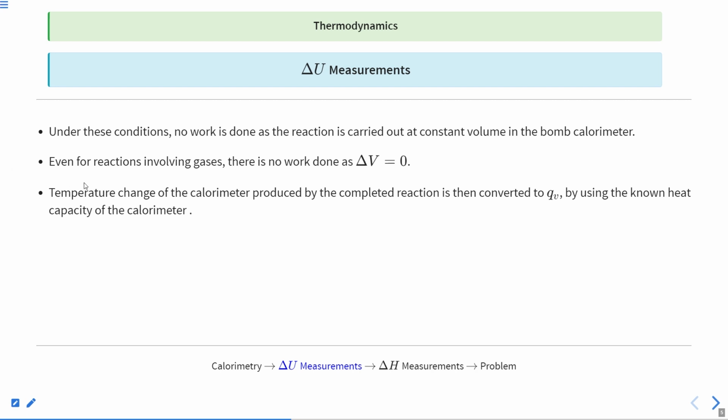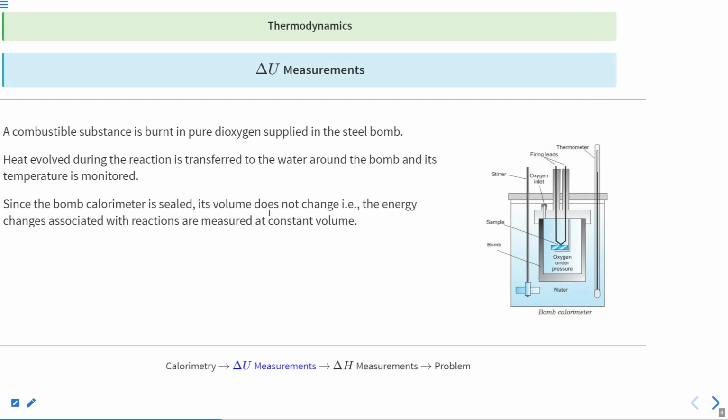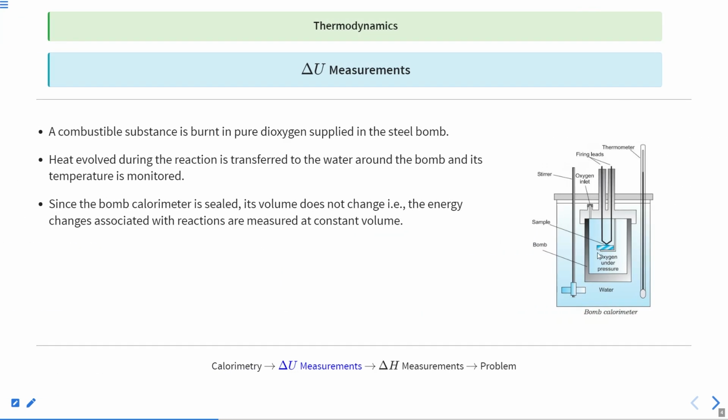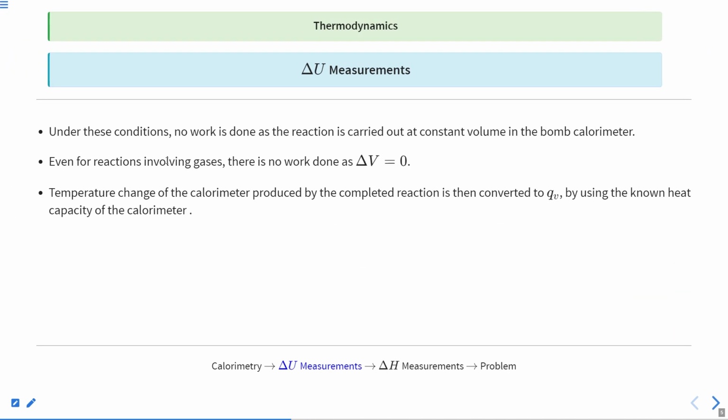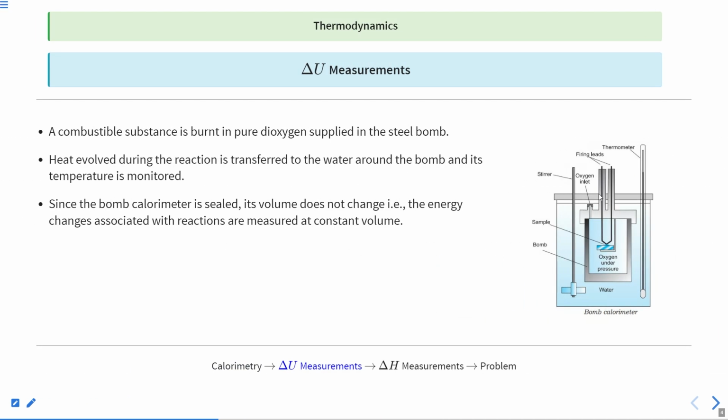Clear? Now the temperature change of the calorimeter produced by the complete cell is equal to QV, and how will you calculate QV? QV is equal to CV delta T, and thus QV will be equal to your internal energy change at constant volume. In this fashion you will utilize your whole setup to calculate your internal energy change. So this is your bomb calorimeter to calculate delta U.